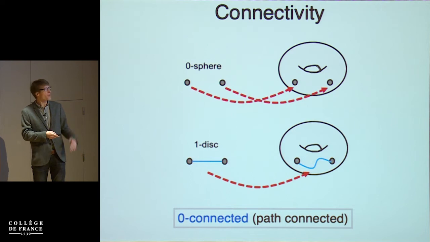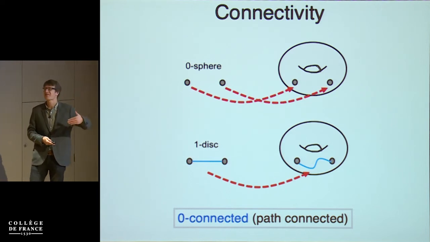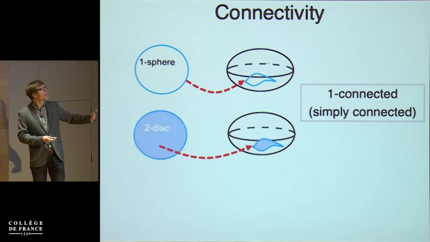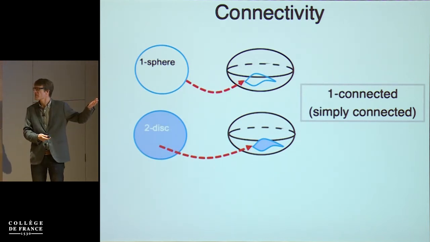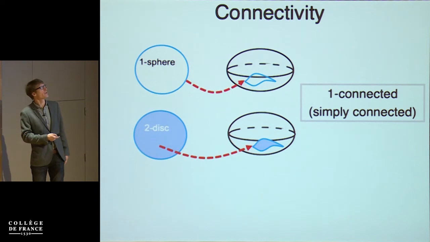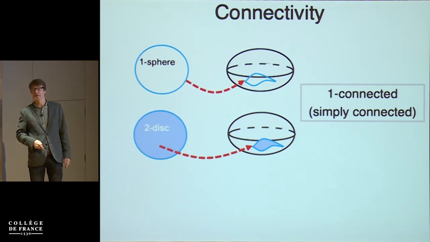Okay? And once we have this mathematical representation, we can generalize the notion of connectivity easily. We can say one connectivity, which is sometimes called simple connectivity, simply connected complexes. So if you can extend a one sphere, which is just a circle here, to two disks, which is just a ring, you can extend it continuously, then we know that this complex is one connected.